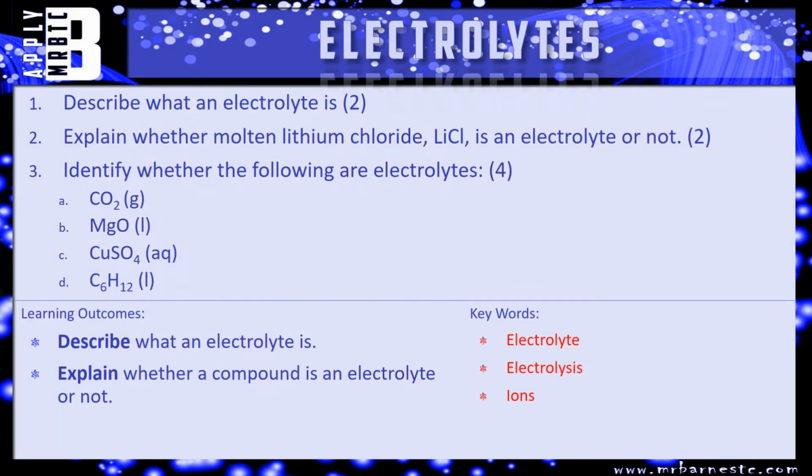Okay, let's have a look at a few questions. There are only a few ways they can ask you about electrolytes, and these are some of them. Number one, describe what an electrolyte is, which is worth 2 marks for 2 points. Number two, explain whether molten lithium chloride, LiCl, is an electrolyte or not, for 2 marks. Look at the compound, tell me whether it is, and then tell me why or why not. Question 3, have a look at the 4 different compounds, look at what they contain, whether it contains a metal or a non-metal, and tell me whether they are electrolytes. A simple yes or no for each will do. Pause the video, have a go, and we'll see how you've done shortly.